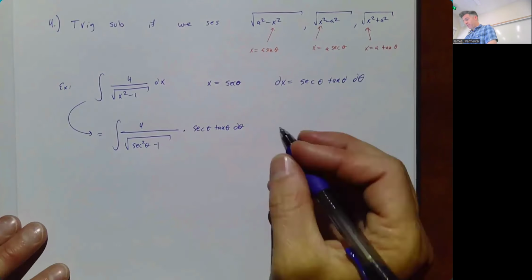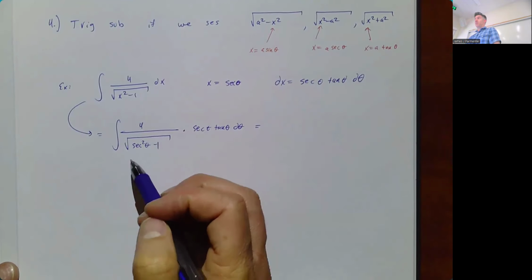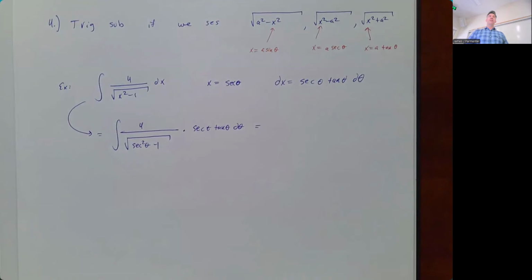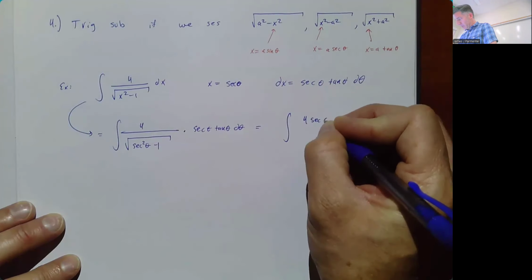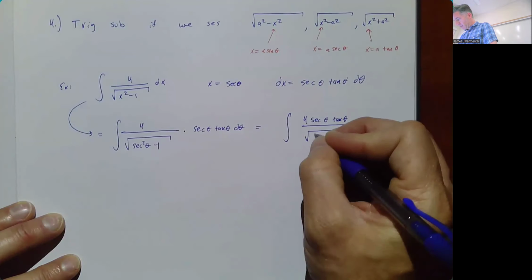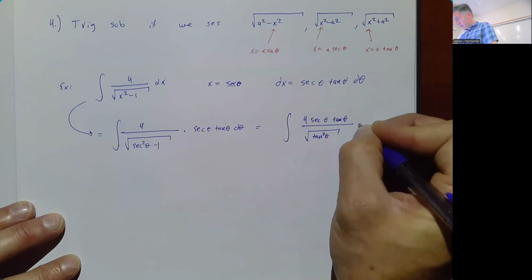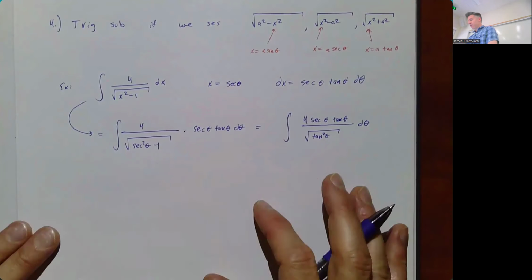We're going to simplify. The whole point of doing this was so that the inside of the square root becomes something that we can get rid of the square root. Secant squared minus 1 is equal to tangent squared. So we're going to end up getting the integral of 4 times secant theta times tangent theta divided by the square root of tangent squared theta, d theta. And as long as you're doing an indefinite integral, you don't really have to worry about the absolute value stuff. If it's definite, sometimes you do have to worry about some absolute value stuff.